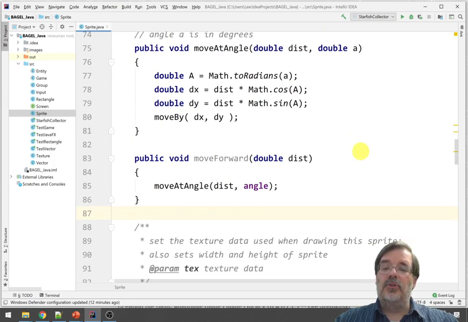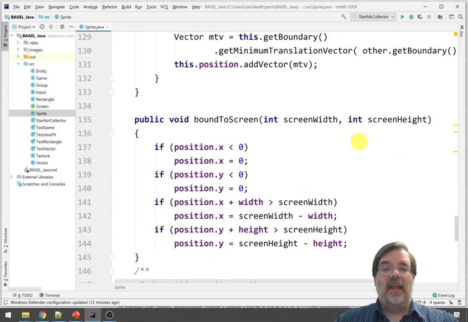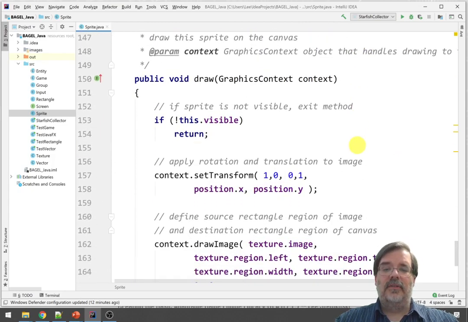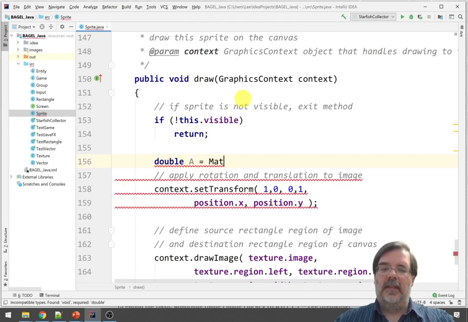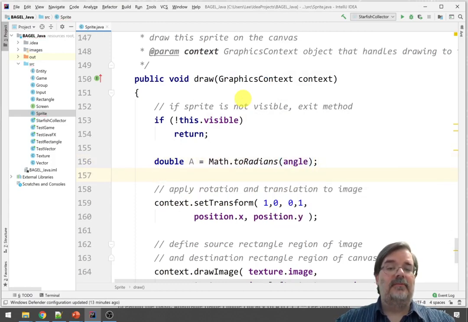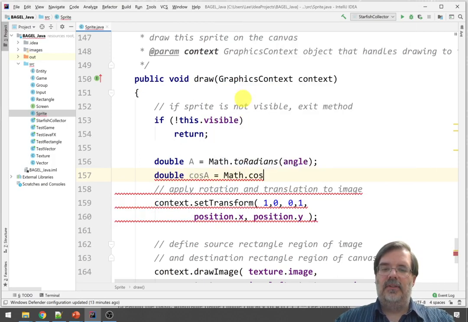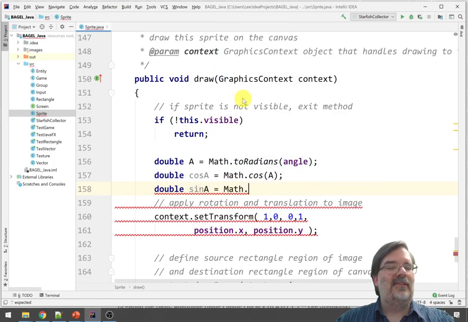Next, we need to update the draw function. And so we draw, taking that angle into account. And there's a few complexities here we'll have to talk about. So what we're going to do is first calculate the cosine and sine of the angle, converting it to radians first. So once again, I'll say double A equals Math.toRadians, whatever the current angle is. And then I'll use that to calculate two things, which I'll write as cosA and sinA. This will just make the code which is coming up a little bit easier to read.